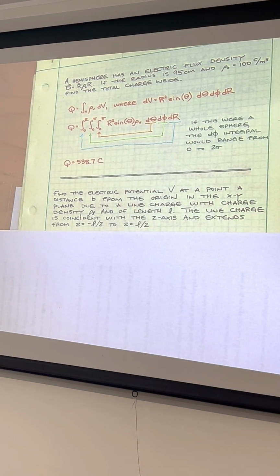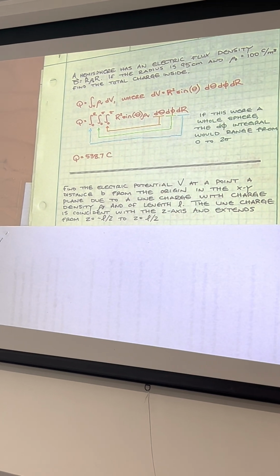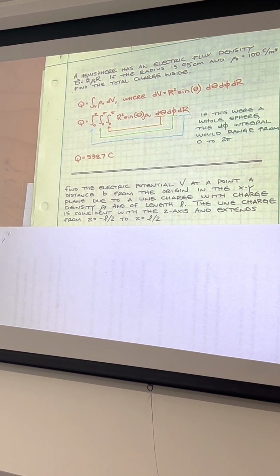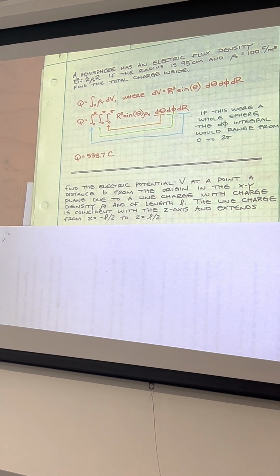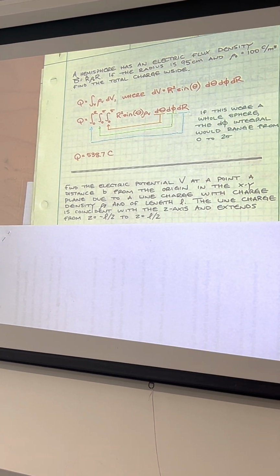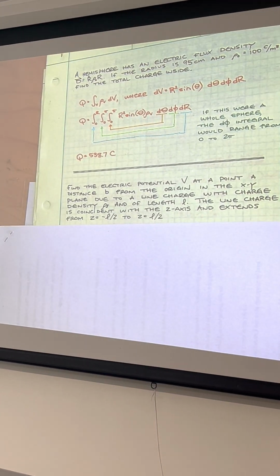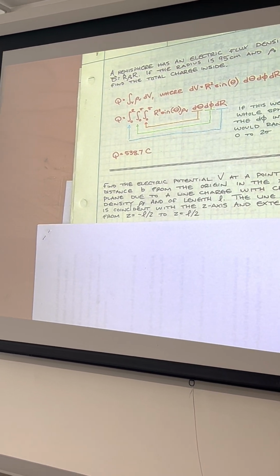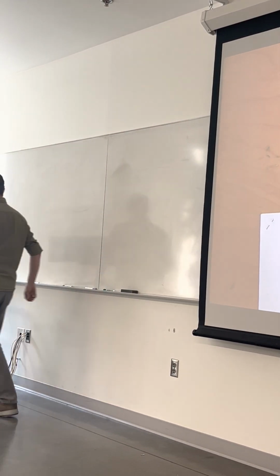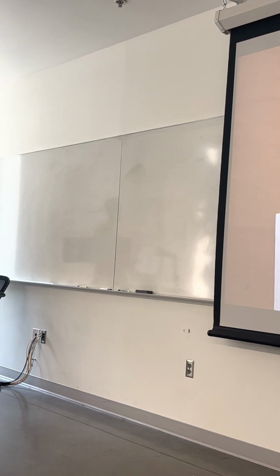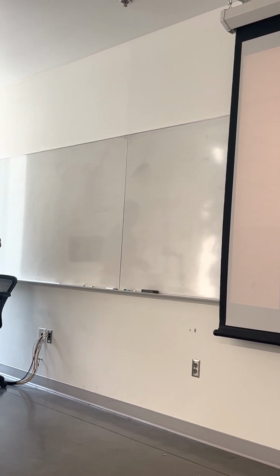So find the electric potential, the voltage, fancy word for voltage, at a point at a distance v from the origin in the xy plane due to a line charge with charge density of rho L and a length L. The line charge is coincident with the z-axis and extends from negative L over 2 to positive L over 2. All this is saying, and I drew it for you anyway, but the word problems, especially in our book, they put it in words and then they put the picture for you.